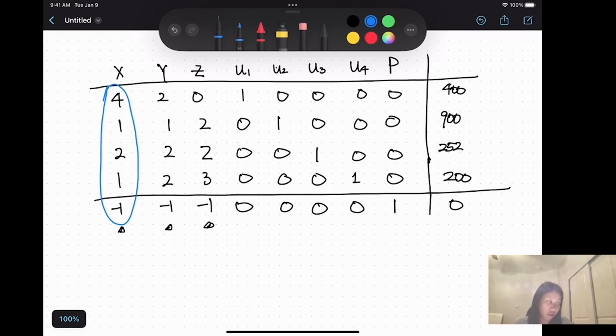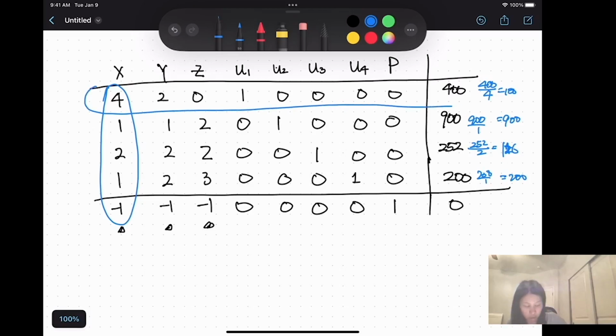And now I need to use the ratio to find out our pivot row. So 400 divided by 4 equals 100. 900 divided by 1 is 900. 252 divided by 2 is 126, sorry. 200 divided by 1 is 200. So our pivot row should be the first one.